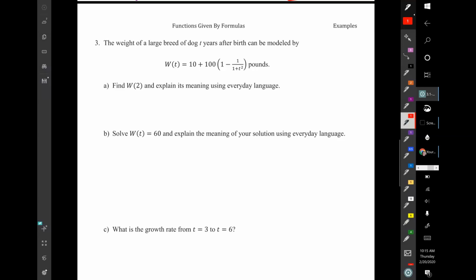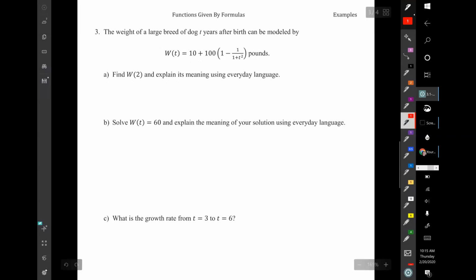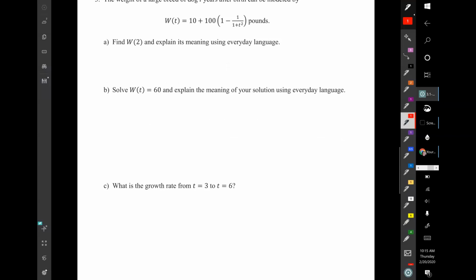So to set this up, we want the rate of change, right? And it's a curve. Well, this is like a rational type graph that we get, but we will be able to use our average rate of change formula.